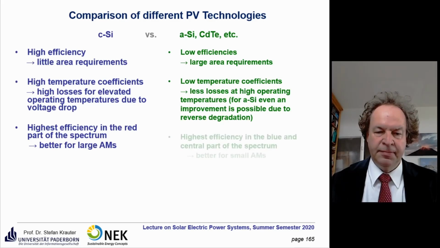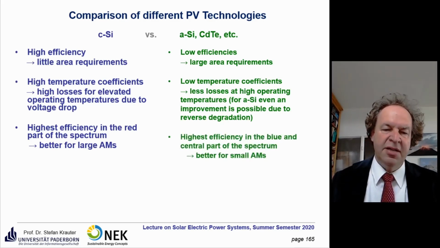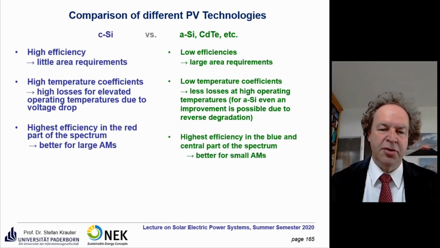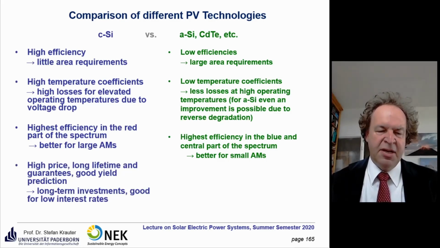Usually, especially with amorphous silicon, the highest efficiency is in the blue part of the spectrum. If you go to cadmium telluride, it's more in the central part of the spectrum. So it's a little bit better for small air masses. This is only partly true.